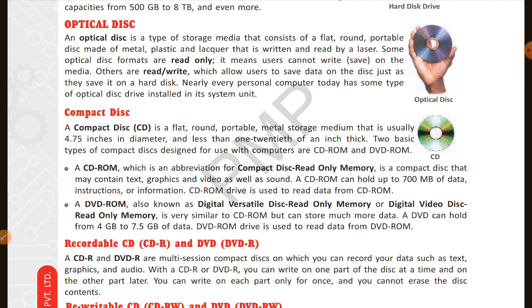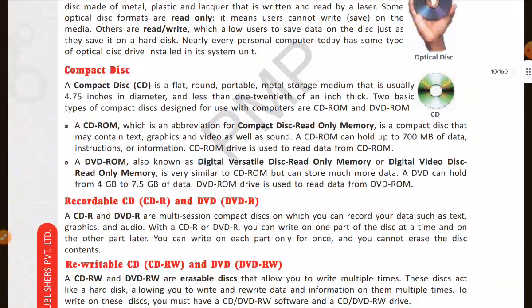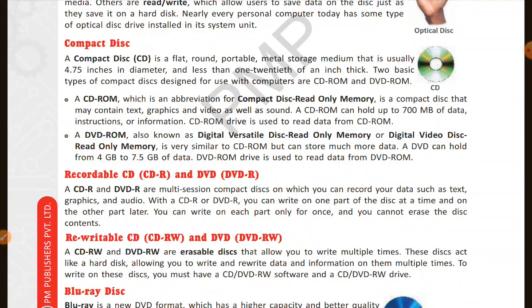Next is recordable CD, CD-R and DVD-R, means recordable CDs and recordable DVDs. A CD-R and DVD-R are multi-session compact discs on which you can record your data such as text, graphics and audio. CD-R and DVD-R are multi-session compact discs, means they have multiple sections on which we can record data like text, graphics and audio. With CD-R or DVD-R, you can write on one part of the disk at a time and on another part later. Means we can use these types of CD-R and DVD-R in parts.